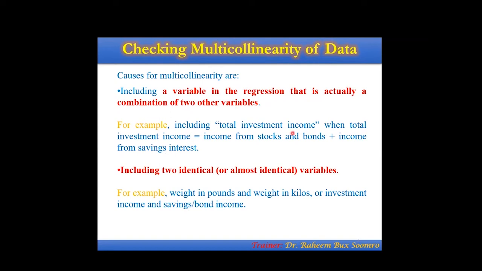Like total investment income, which equals income from stocks, bonds, plus other income. If you insert another variable like total investment income, it may create multicollinearity in your data. Another source of multicollinearity is identical or almost the same variables, like weight in pounds and weight in kilos, which are almost the same. So sometimes these are the sources of multicollinearity in your data.